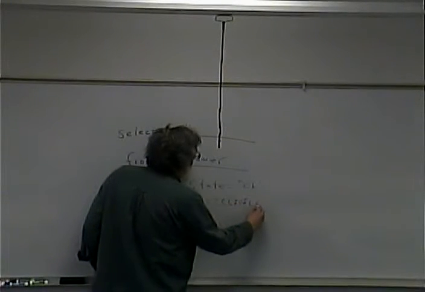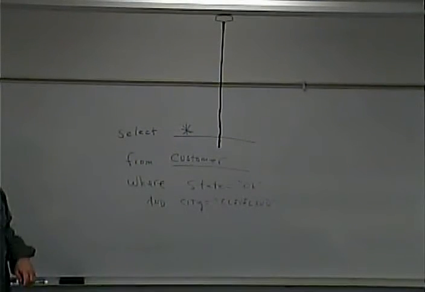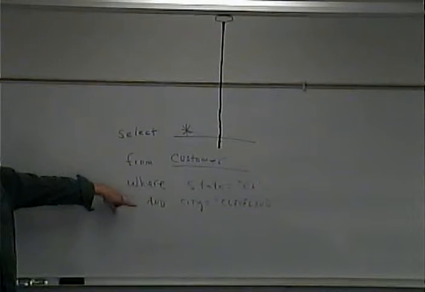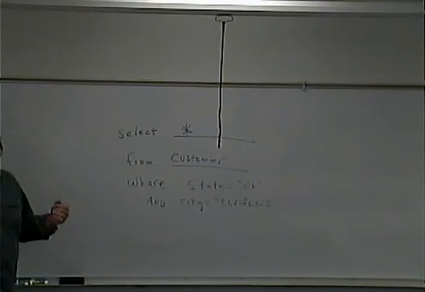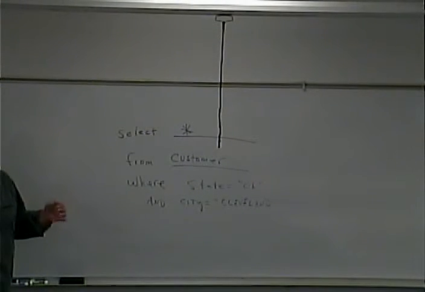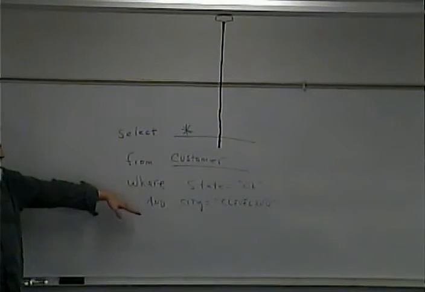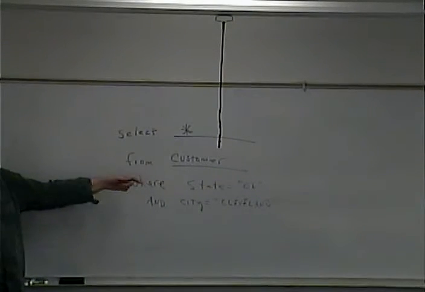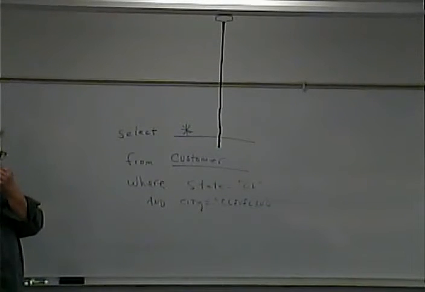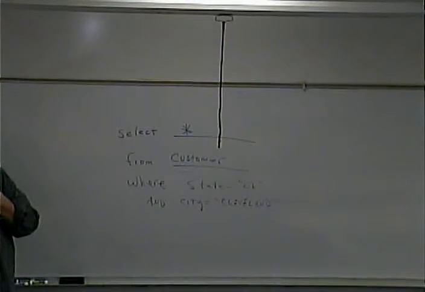I'm pretty sure there's other Clevelands in the country. I think there's like a Cleveland, Mississippi or something. So therefore, I could combine them. And with an and, remember, both parts of the condition have to be true for it to be true. So this would pick up anything with a city of Cleveland, but only those that had a state of Ohio.